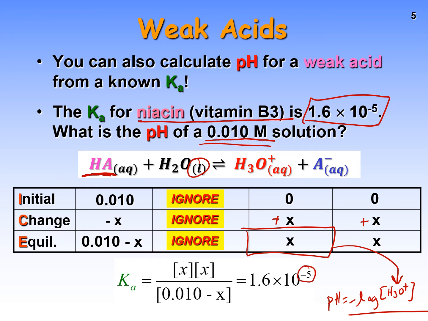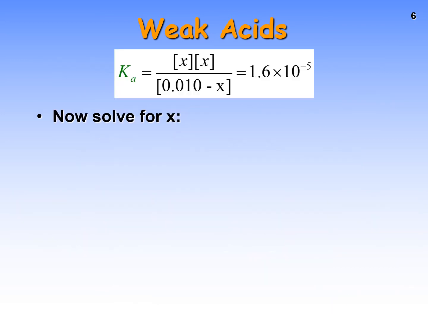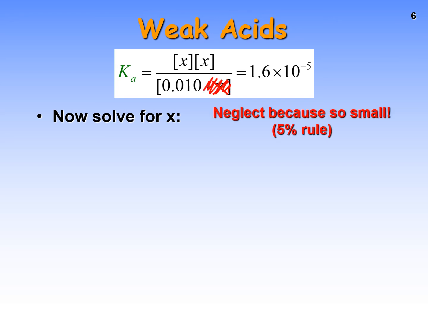When we're using the 5% rule, we generally want the equilibrium constant to be smaller. The smaller it is, the more likely it's okay to use. In this case, it definitely is, so I'm going to use the 5% rule and get rid of that minus x there, which simplifies my equilibrium expression. It's no longer a quadratic. This makes life so much easier.